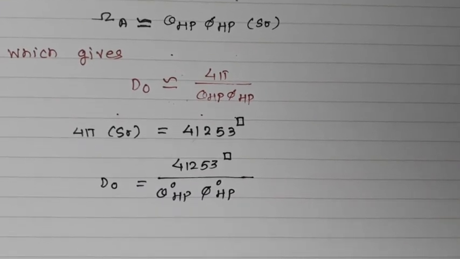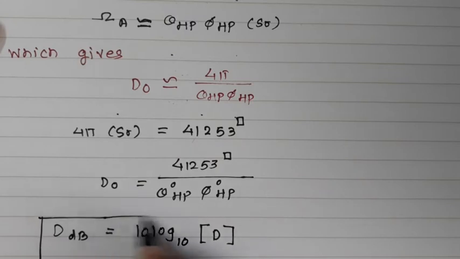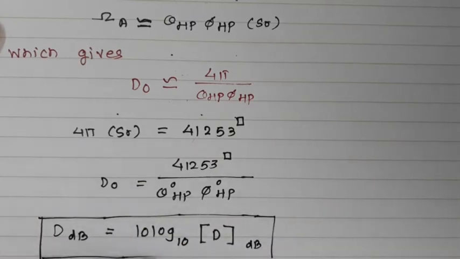Many times it is desirable to express D in decibels, instead of a dimensionless quantity. If you are talking about the directivity in dB, it will be calculated as 10 log to the base 10 of D, which is dimensionless. Sometimes you will find D expressed in dBi, which means that D is calculated by comparing to the isotropic antenna. So if you are calculating it in dBi, the comparison will be with the isotropic source.